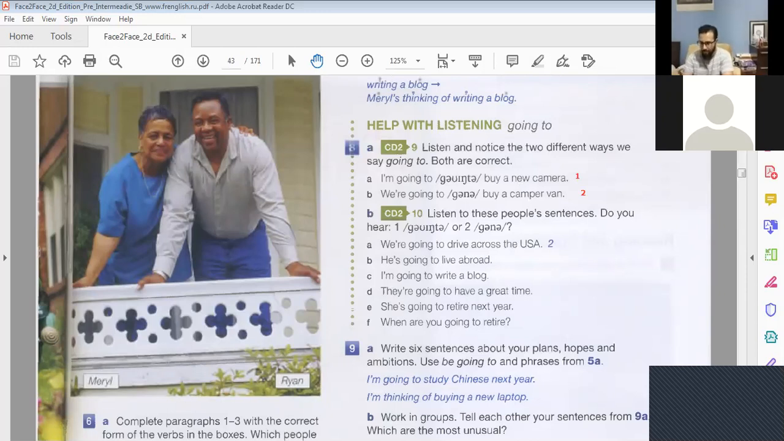Let's do the next exercise. So we're going to listen to part B. We have A, B, C, D, E, F, and you just say 2, 1, 2, 1, 1, 1, whatever. All right, so let's start.